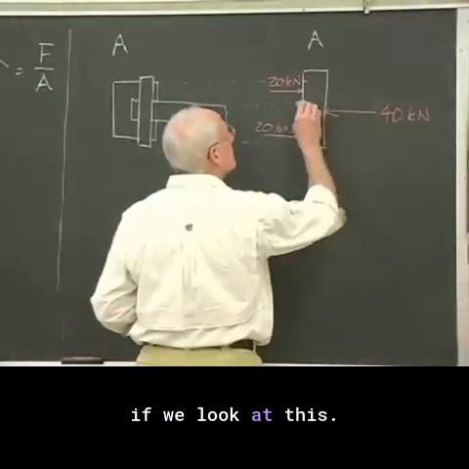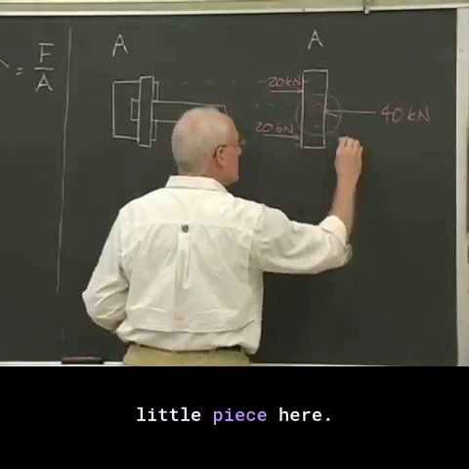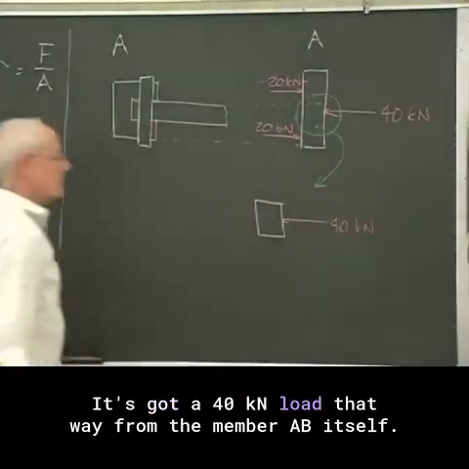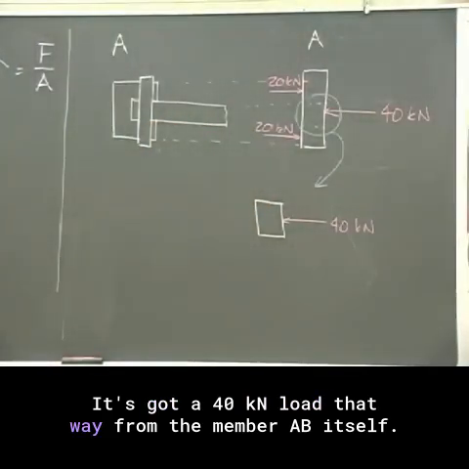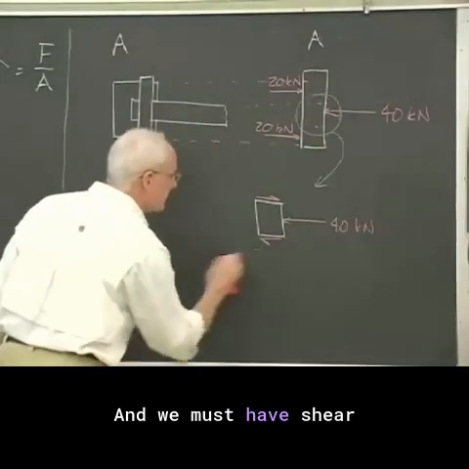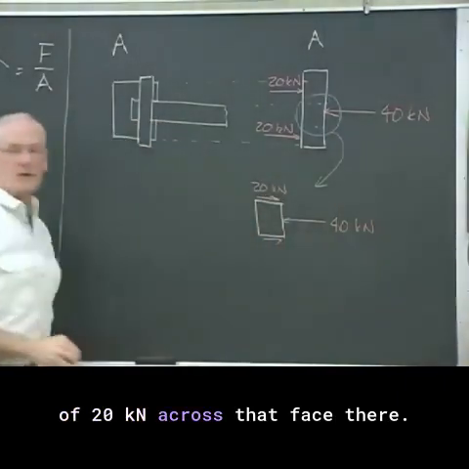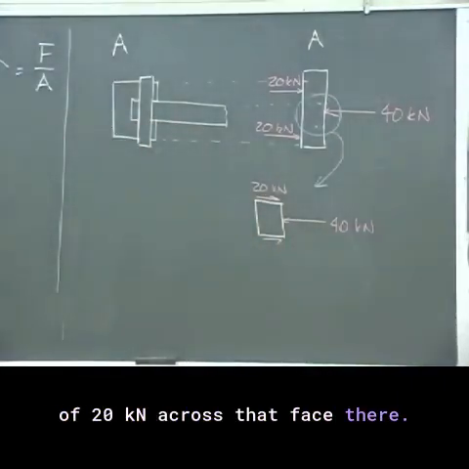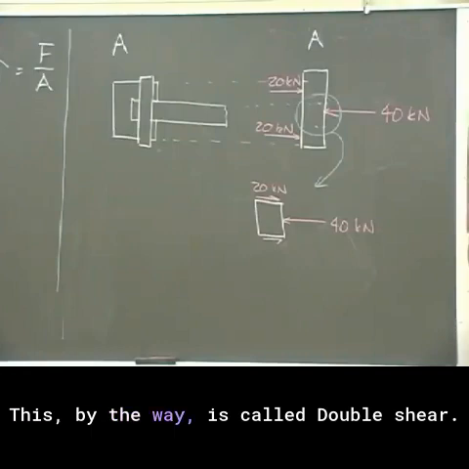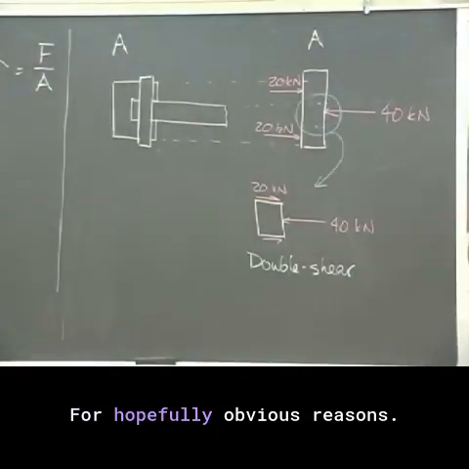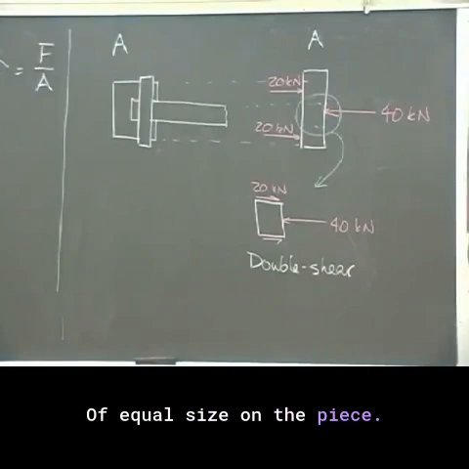If we look at this little piece here, it's got a 40 kilonewton load that way from the member AB itself, and we must have shear of 20 kilonewtons across that face there. This, by the way, is called double shear, for hopefully obvious reasons. There's shear at two places of equal size on the piece.